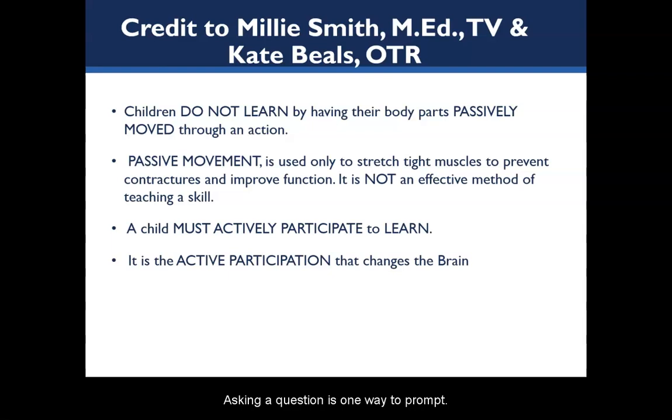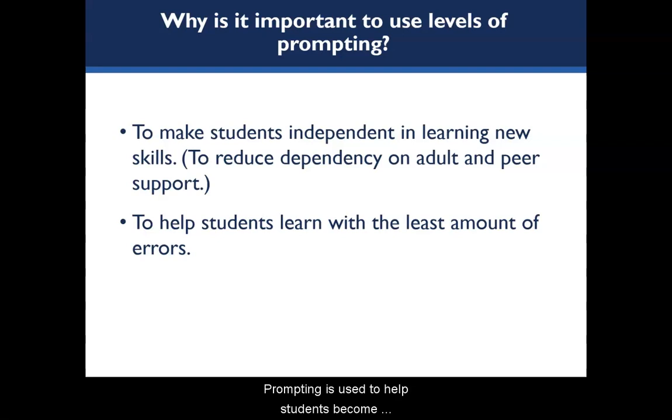Asking a question is one way to prompt. It holds the students accountable. It makes them use their brain. Prompting is used to help students become independent in completing a task. We want students to learn skills correctly so that their brain remembers the positive process and the student sees success. Let's teach kids how to complete a task correctly the first time, instead of watching them fail and potentially become frustrated or dependent.